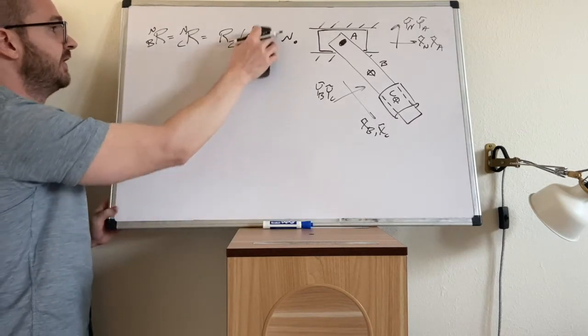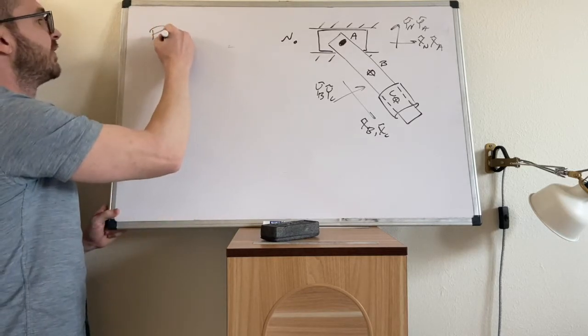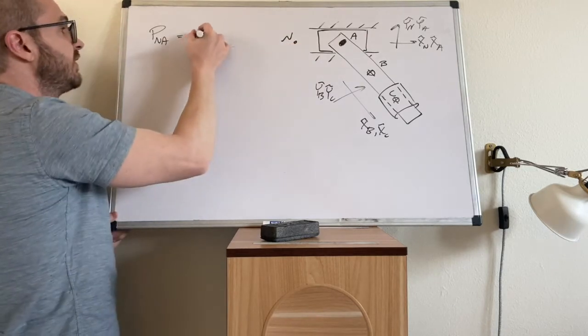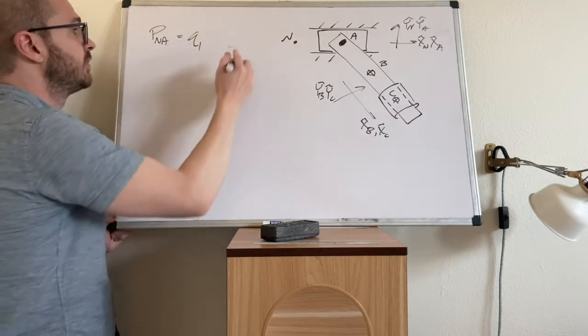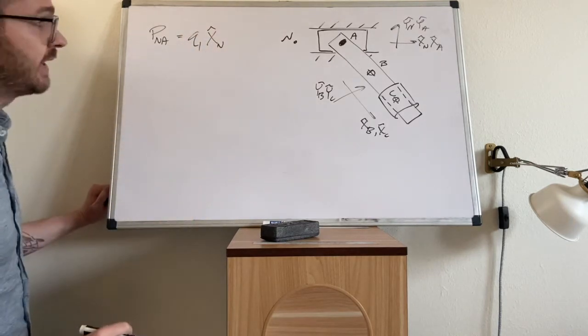Okay, so that's done. You've got that in your notes. Position vector from N to A. So block A is going to translate. Let's give it a translation variable Q1 in the x hat N direction. We could have said in the x hat A, they're the same thing.